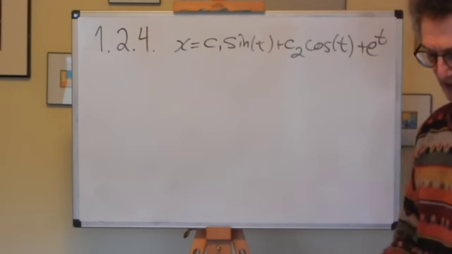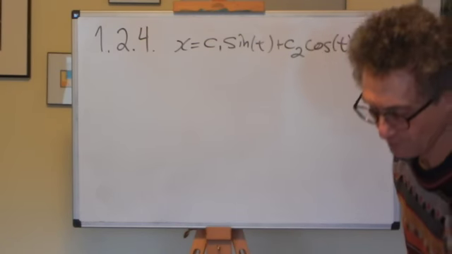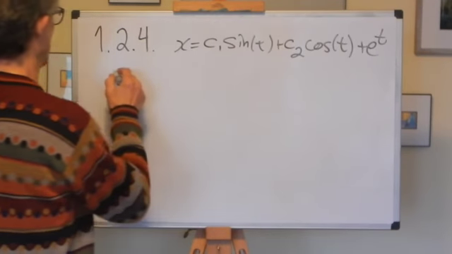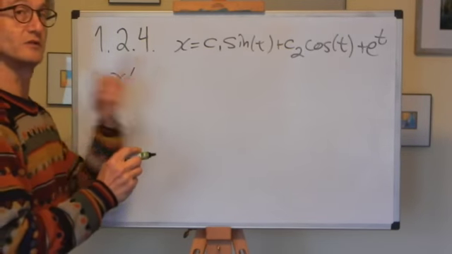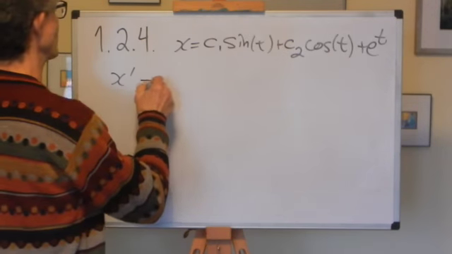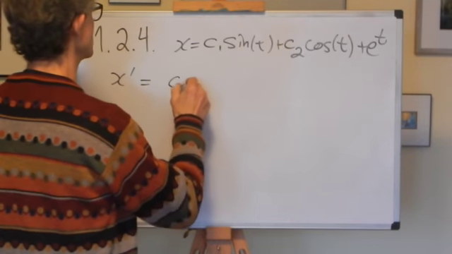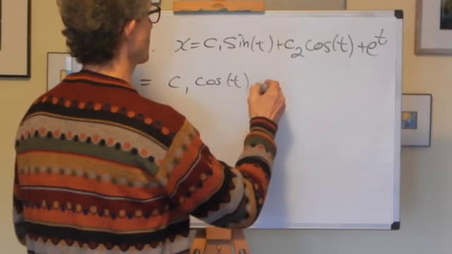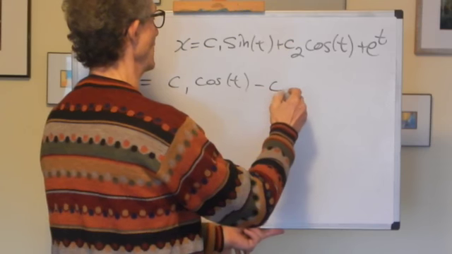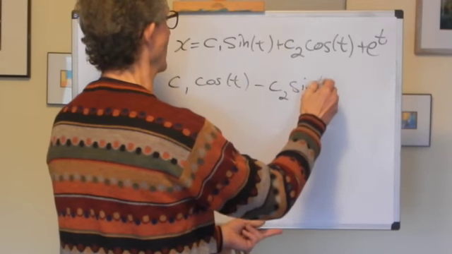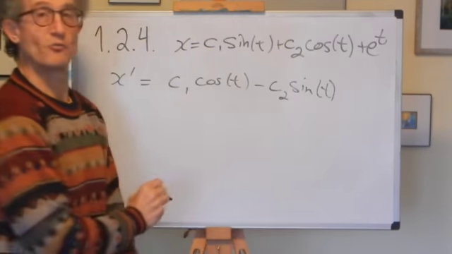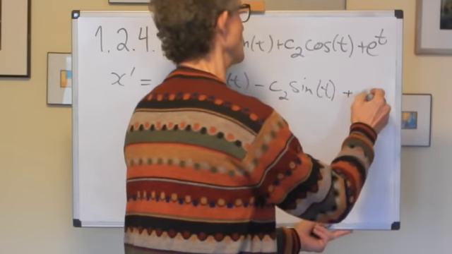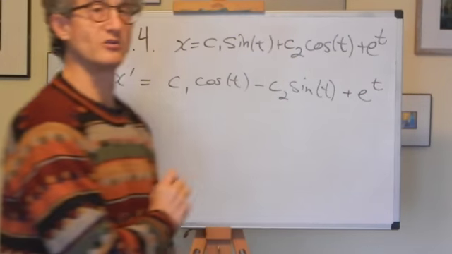So let's first check the derivatives. If I look at x prime, here prime of course denotes derivative with respect to t. The derivative of sine is cosine, so this is c1 cosine t. The derivative of cosine is minus sine, so this is minus c2 sine t. And the exponential is, of course, our favorite function for differentiation because its derivative doesn't change anything.